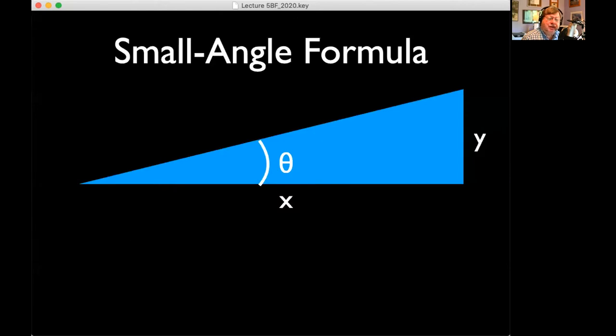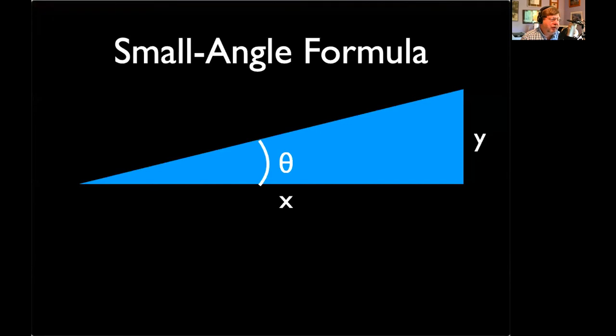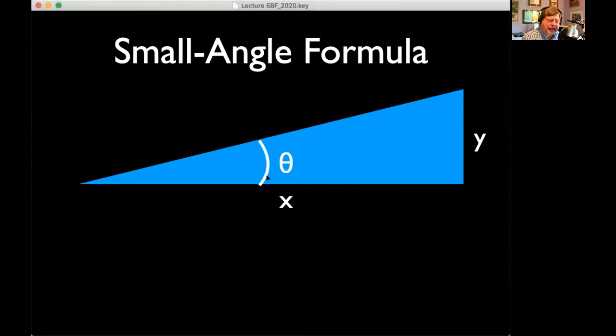Anyway, small angle formula. What do we need the small angle formula for? Well, sometimes if we can actually calculate the distance to an object, then we can figure out, based on its angular size, how big it is. Or vice versa, if we know how big something is, we can figure out how far away it is. Okay, so that's why the small angle formula is useful.